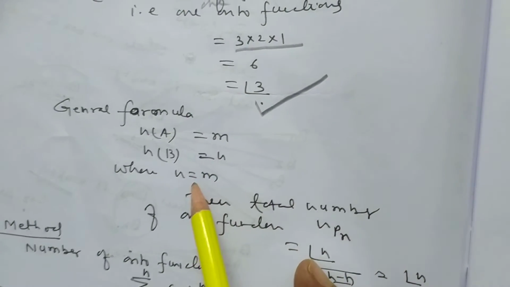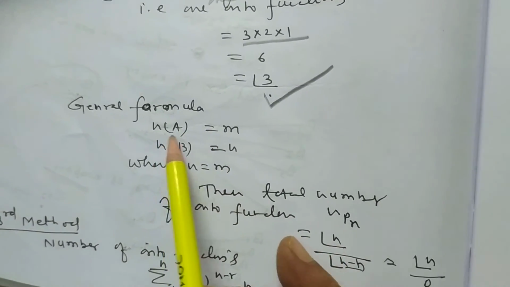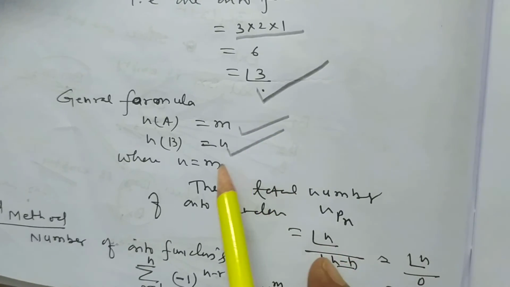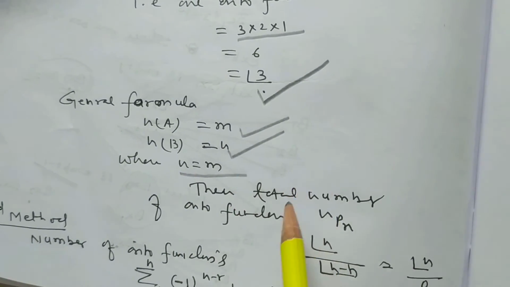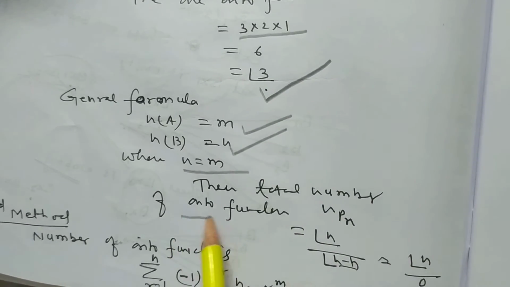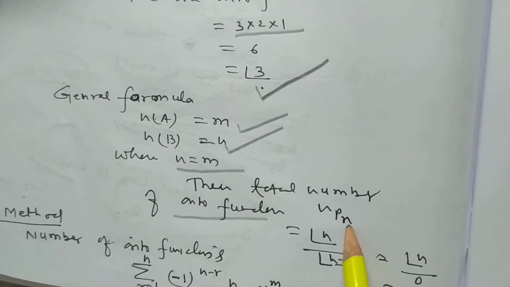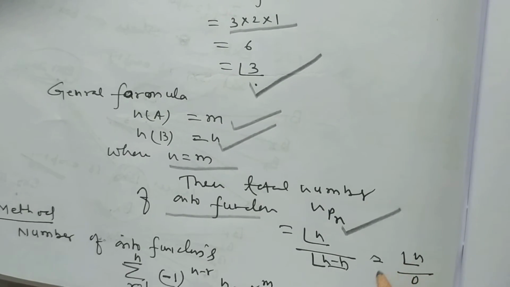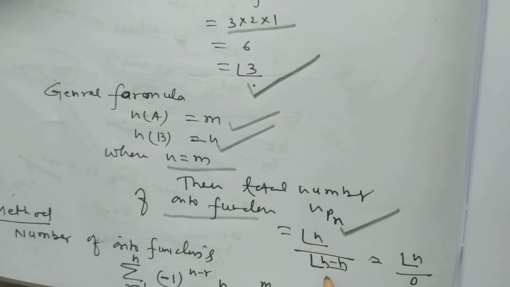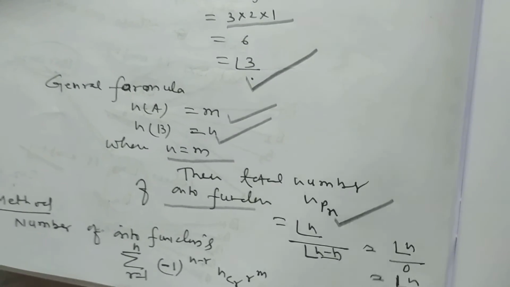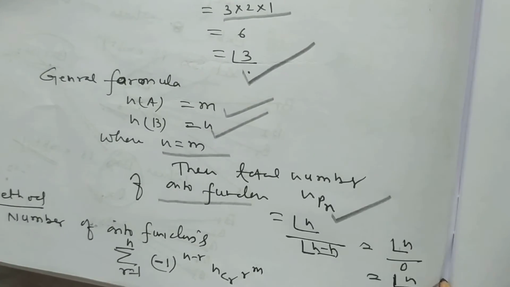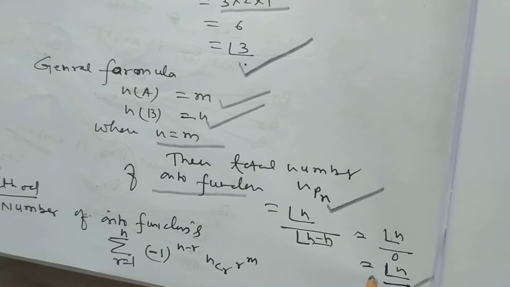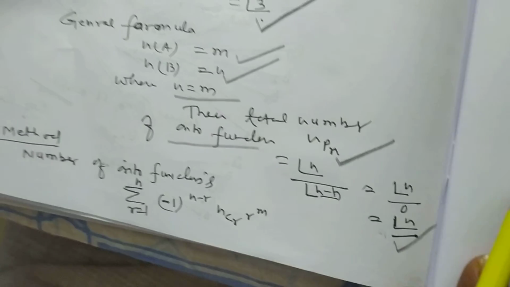So let us generalize it. The cardinal number of A is equal to m, the cardinal number of B is equal to n, that is n is equal to m. Then the total number of onto functions is equal to nPn, that is factorial n by factorial n minus n, that is factorial n by 0 factorial, that is factorial n.